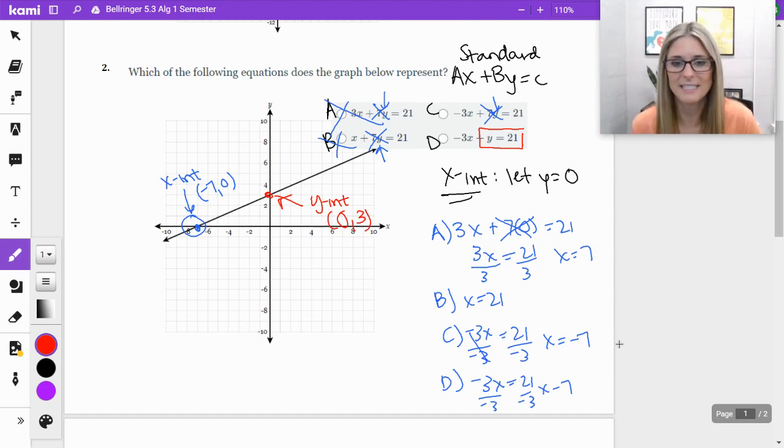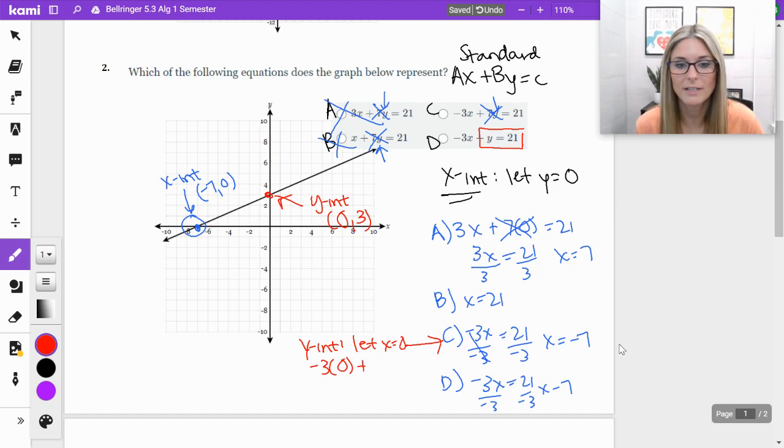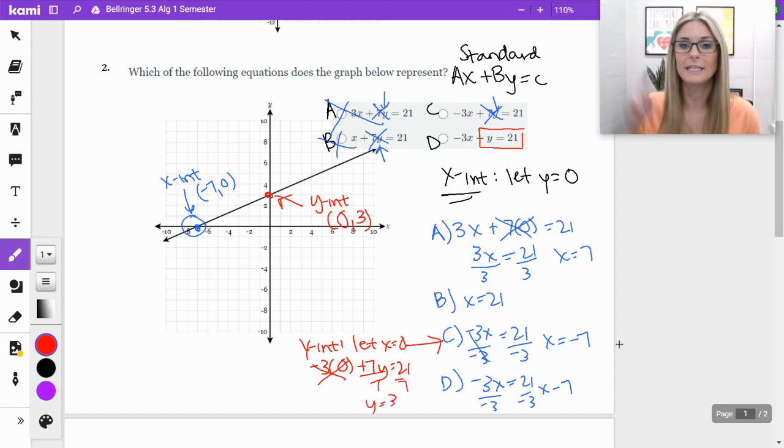So let me go back up to C. Let's double check C here. If I want a y-intercept, I'm going to let x equal 0. So if I do negative 3 times 0 plus 7y equals 21, negative 3 times 0 is 0. Divide both sides by 7. Y equals positive 3. Yes. So C is our correct answer. I'm going to cross out that box for sure.